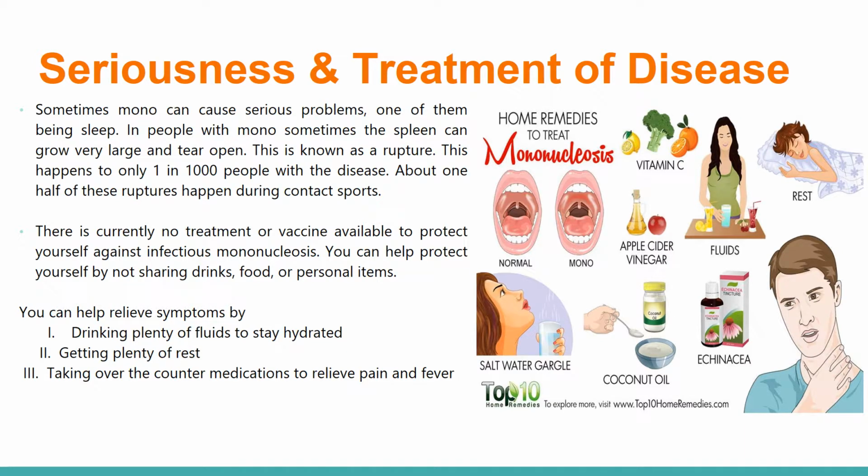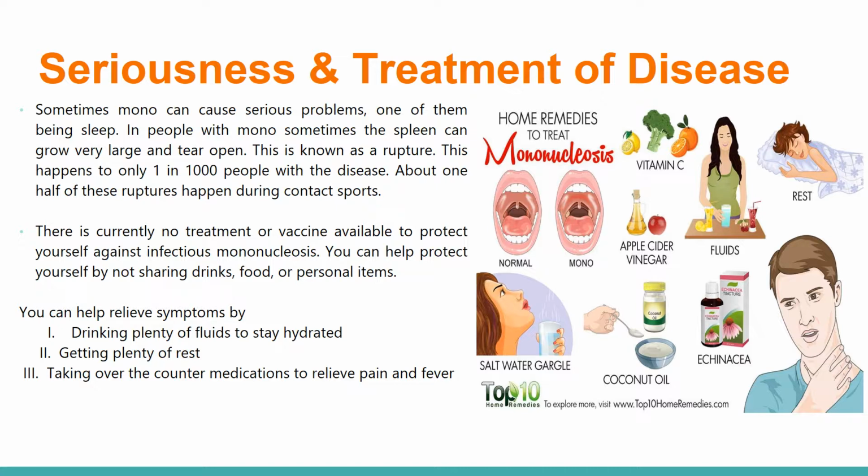Seriousness and treatment of disease. Sometimes mono can cause serious problems, one of them being to the spleen. In people with mono, sometimes the spleen can grow very large and tear open. This is known as a rupture. This happens to only 1 in 1,000 people with the disease. About 1/2 of these ruptures happen during contact sports.